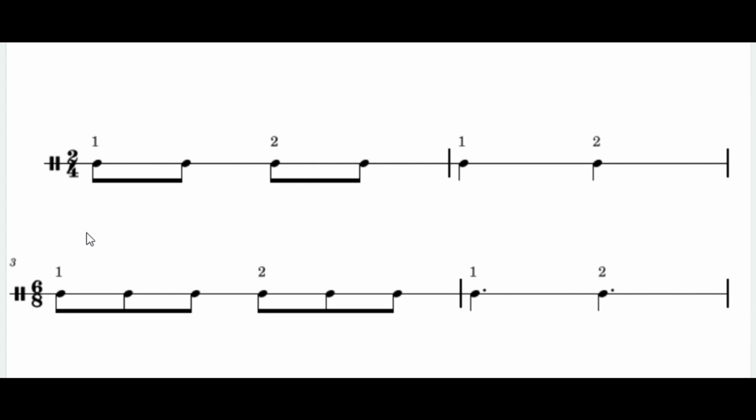When you're grouping it in count 1, you will have your 3. In this case, it's 6/8, so you're going to have 3 eighth notes. And in the second count, you'll have 3 eighth notes. 1, 2, 1, 2, do birdie, do birdie, do birdie, do birdie, do birdie, do birdie.